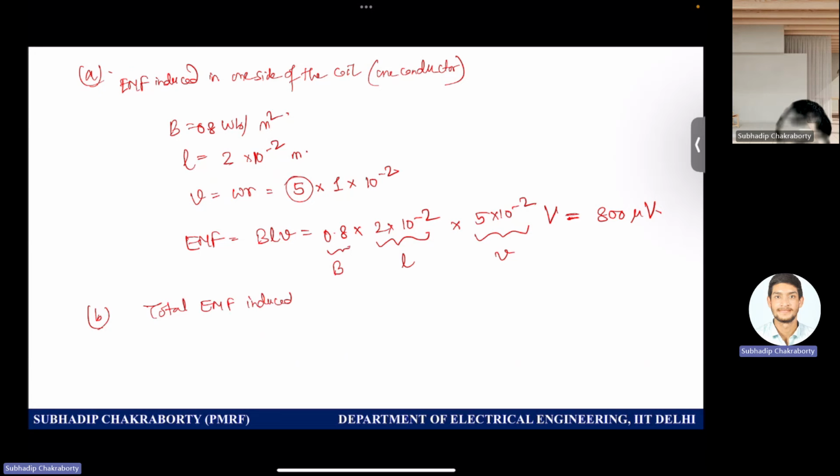So what will be the total EMF induced? It will be 2 times that, because for one conductor, the coil has 2 conductors. So for one conductor it is BLV, and for the other conductor we add another BLV. So it will be 2 times BLV.